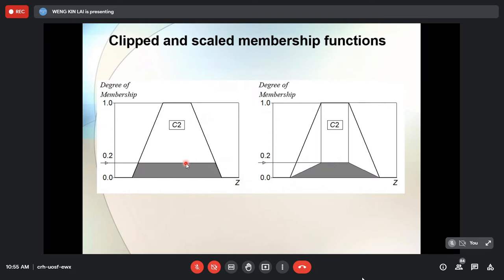On the left-hand side, in this example, we pick up the fuzzy output of C2. If you do clipping at 0.2, you just cut it, and you get this end. But if I use scaling, this area here may not be relevant, but you still consider it, so clipping has more error compared to scaling. With scaling, you multiply every point of the membership by 0.2. That's how you scale it down to 0.2. So that is your comparison between clipping and scaling.